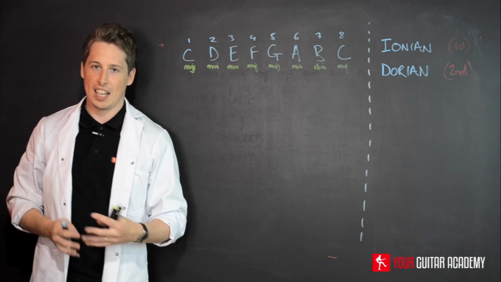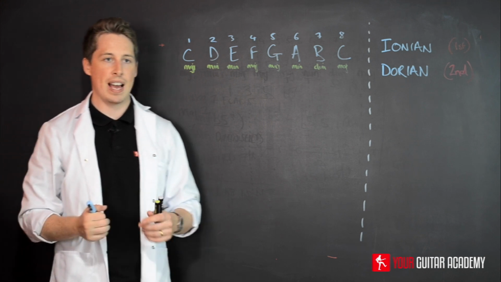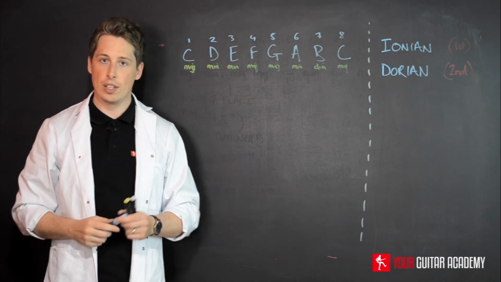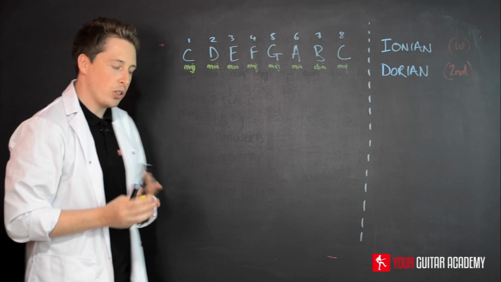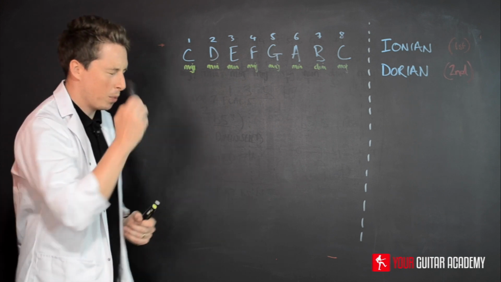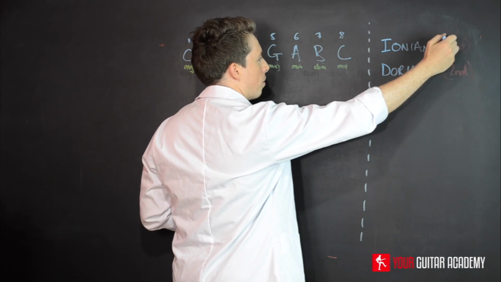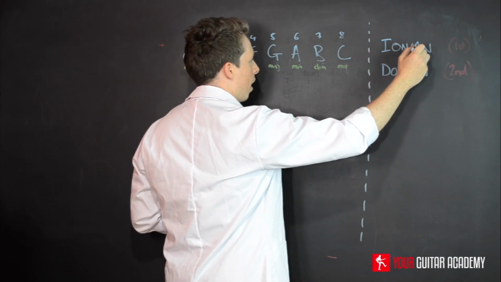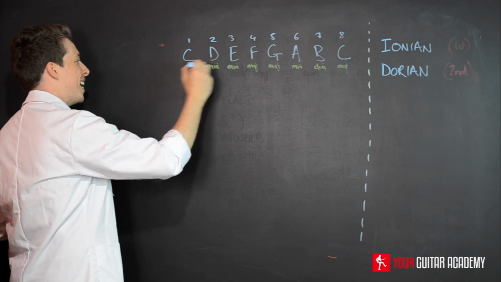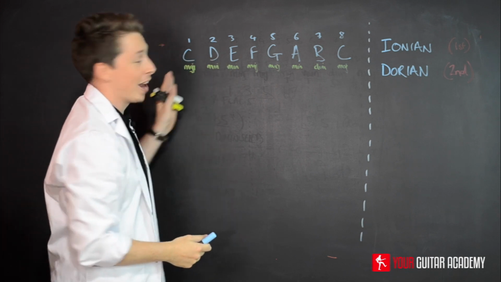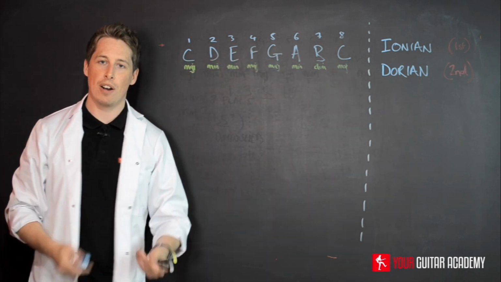But more realistically, what's going to happen is someone's just going to say flat out, right, I need you to play the D Dorian scale now. So you've got two ways of looking at that. You can either say, okay, well, D Dorian is the second degree of the parent major scale, Ionian, and therefore D Dorian is C major, and off you go. You just play the C major scale, but you start from D.